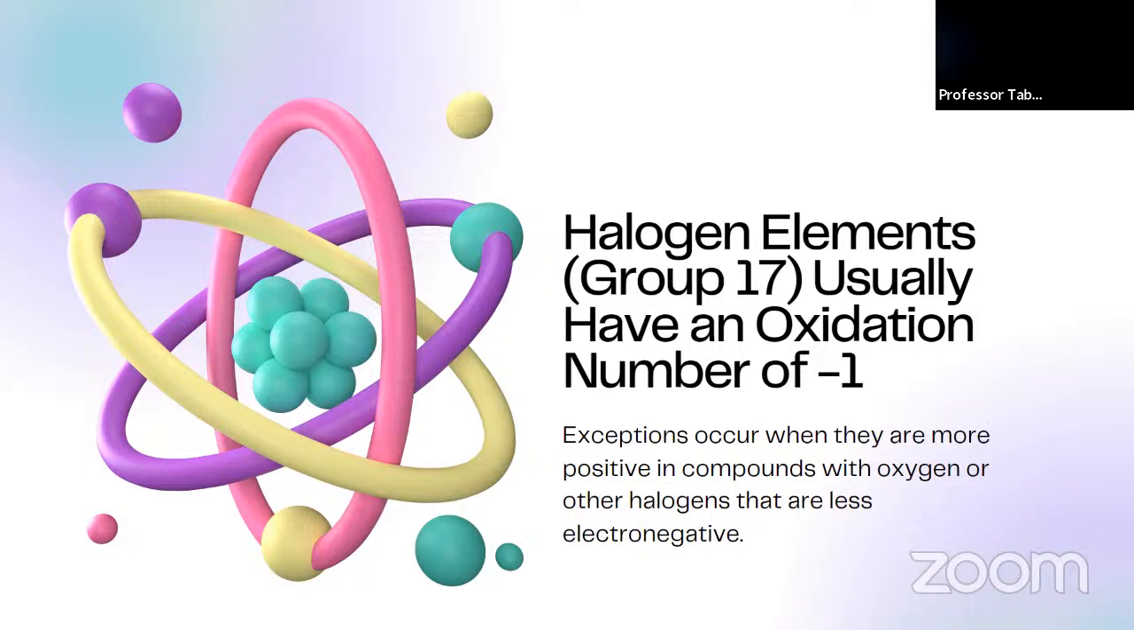Halogen elements, those that are in group 17, usually have an oxidation number of -1. Now, of course, there are some exceptions to the rules, and those exceptions occur when they are more positive in compounds with oxygen or other halogens that are less electronegative.